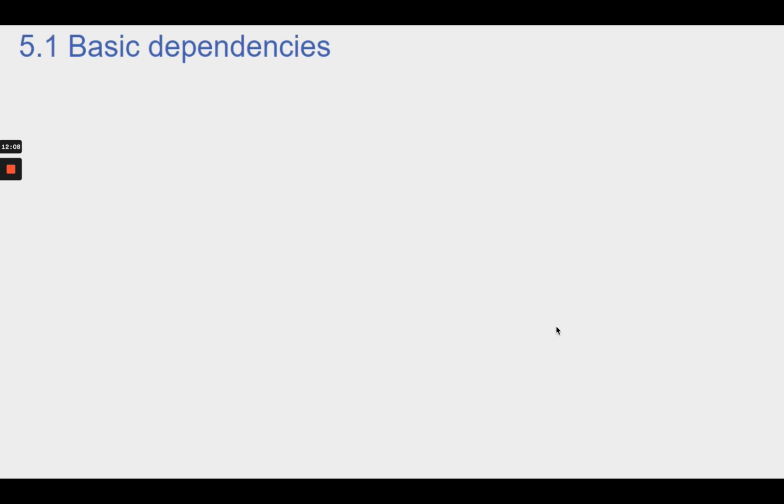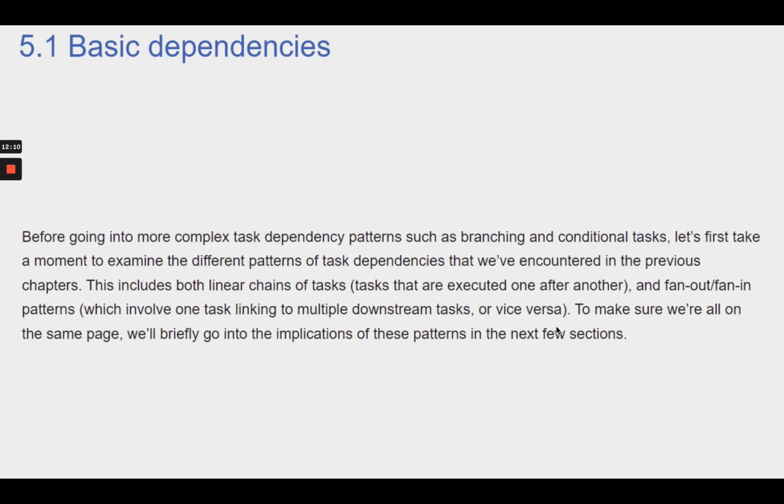Section 5.1. Basic Dependencies. Before going into more complex task dependency patterns, such as branching and conditional tasks, let's first take a moment to examine the different patterns of task dependencies that we've encountered in the previous chapters. This includes both linear chains of tasks, tasks that are executed one after another, and fan-out, fan-in patterns, which involve one task linking to multiple downstream tasks or vice versa. To make sure we're all on the same page, we'll briefly go into the implications of these patterns in the next few sections.